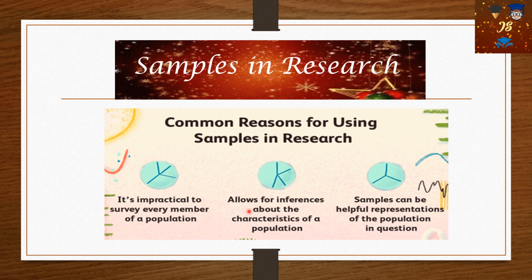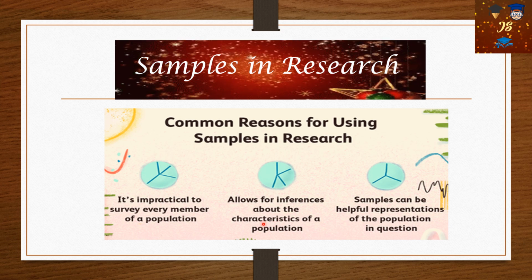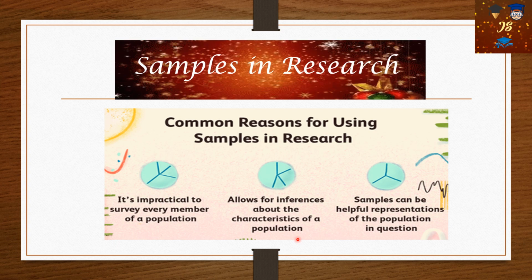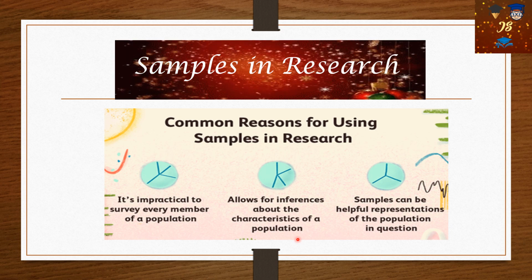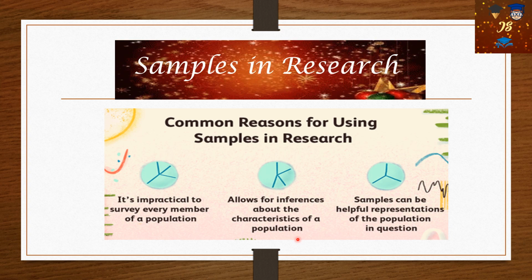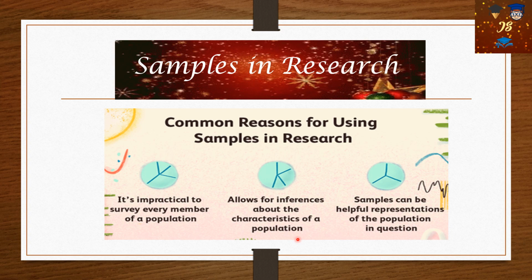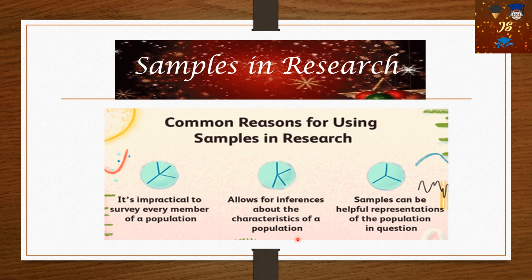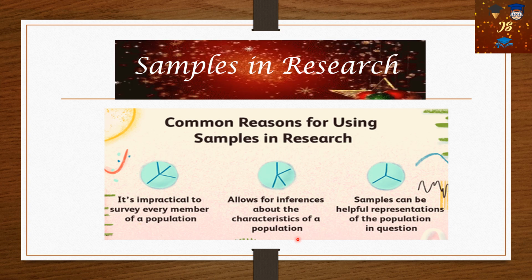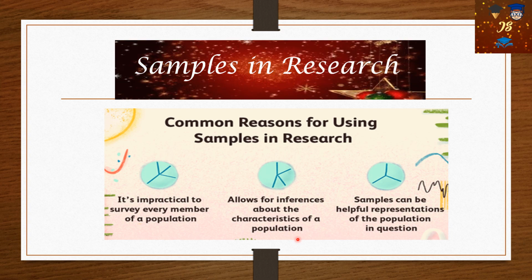Number two, it allows for inferences about the characteristics of a population. Now, if we continue from the previous example, we have carried out our research with 500 diabetes mellitus patients, and we came to an inference that these patients have a blood sugar level of that height. If these patients undergo some hematological problem, then it will be like that. Their physiological complications may be like this, etc.